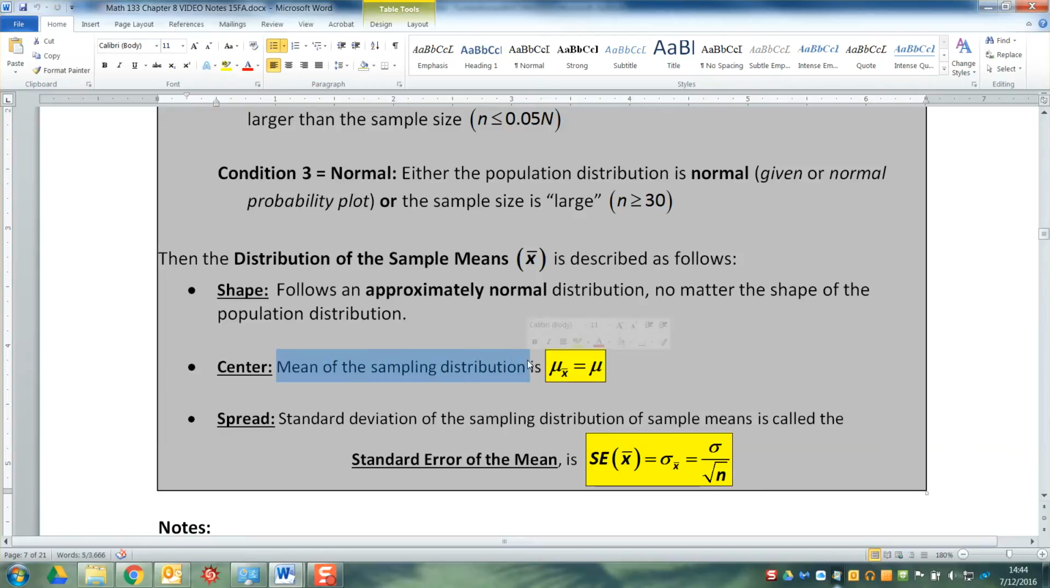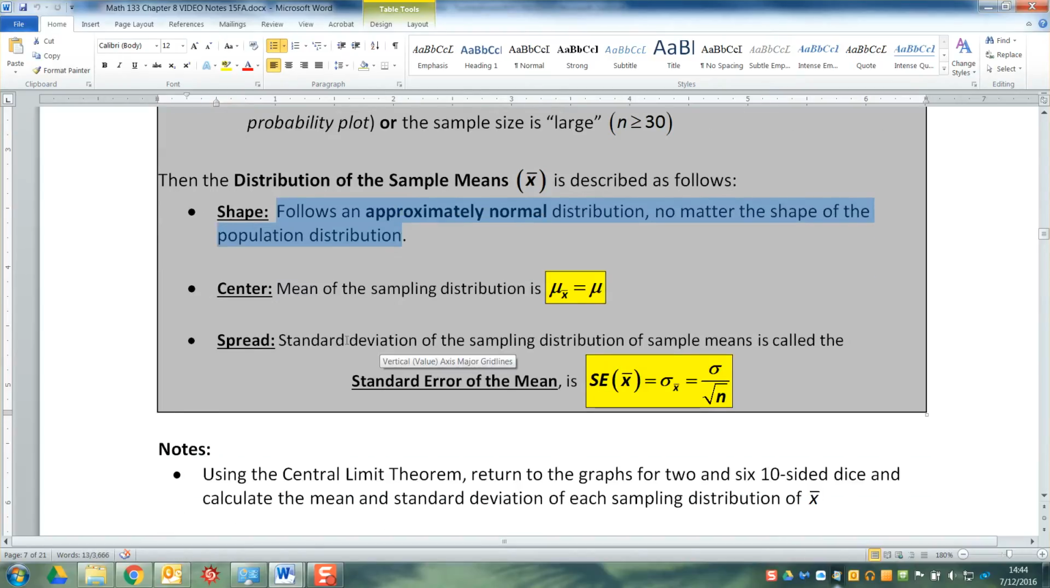And then intriguingly enough, not only will it become normal, even if it wasn't to begin with, but also your spread will get smaller and smaller, because your spread is called your standard error of the mean, and it's sigma, which is your standard deviation, divided by the square root of n, where n is your sample size. So that means that the larger your sample size, the more tightly packed your data set is going to be, because it's hard for a group of 50 people to have an average that's very far from another group of random 50 people.